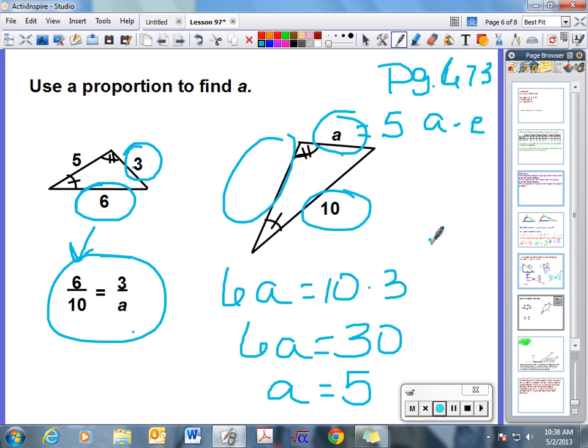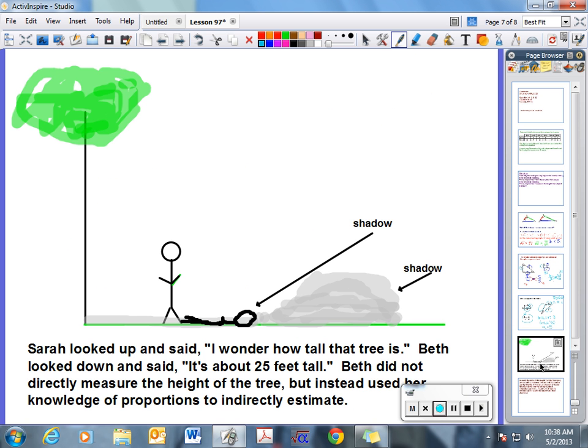Alright guys, now you're going to love this part because this is my artistic talent on display. Okay? We've got a tree. I'm going to try to identify what everything is because you might not be able to tell from my drawing. So I've got a tree. I've got a person standing beside the tree.